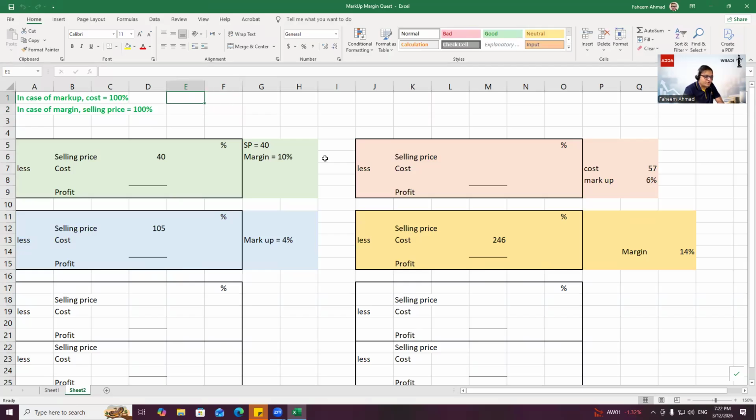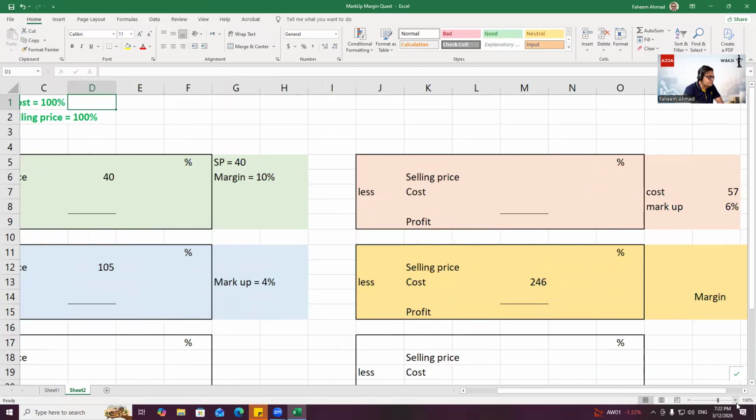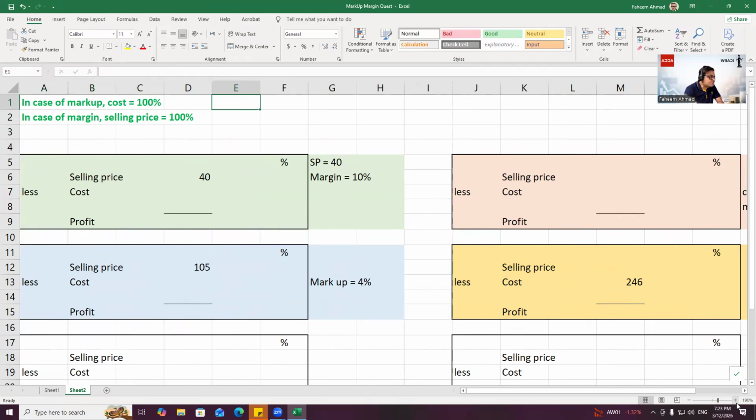First thing first, very important. In case of markup, cost is taken as 100%. In case of margin, selling price is taken as 100%. Again, in case of margin, selling price is taken as 100%.